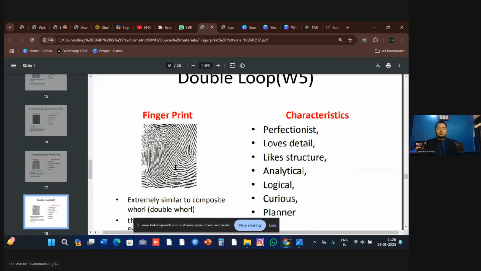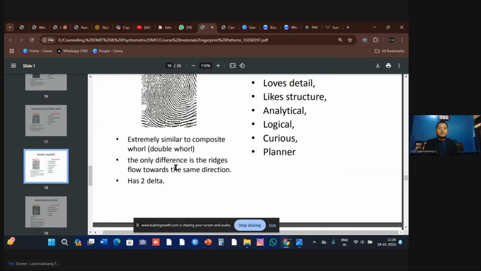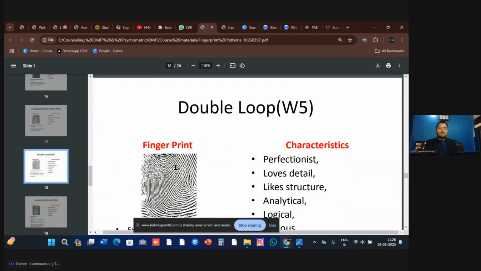Now let's go to W5 and W6. W5 and W6 is very special. They are compliant personality type. W5 and W6, compliant personality. When we say compliant personality, what does it mean? Double loops, right? Double loops.